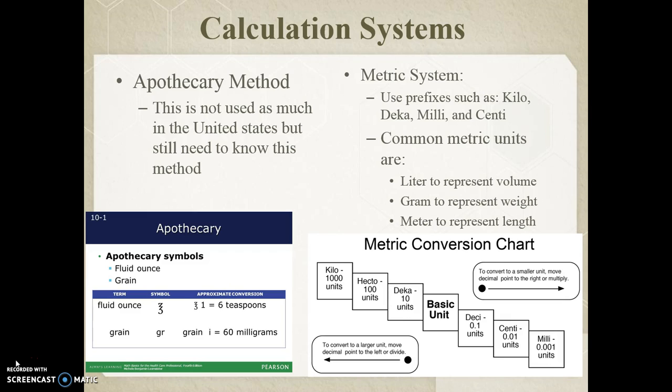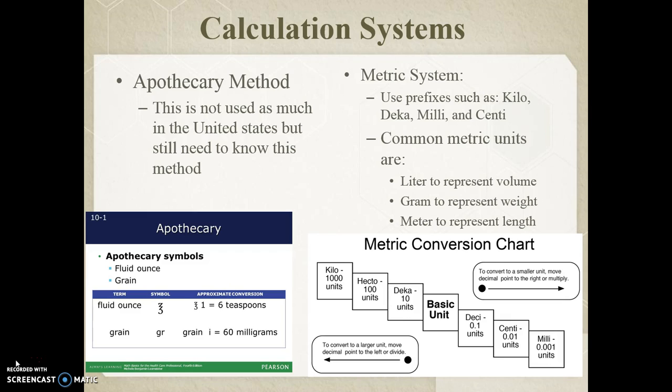So the metric system is most commonly used for dose calculations and conversions. It uses the prefixes kilo, hecto, and deca. Then we have your base unit, deci, centi, milli, and micro. Metric conversions are accomplished by multiplying or dividing numbers by 1,000. And the most common metric units that we use for base units are liter, meter, and gram. Liter is referring to volume, gram is referring to weight, and meter is referring to length.